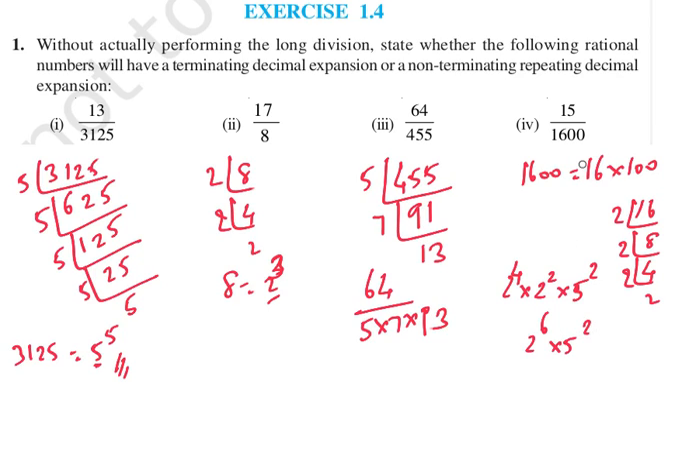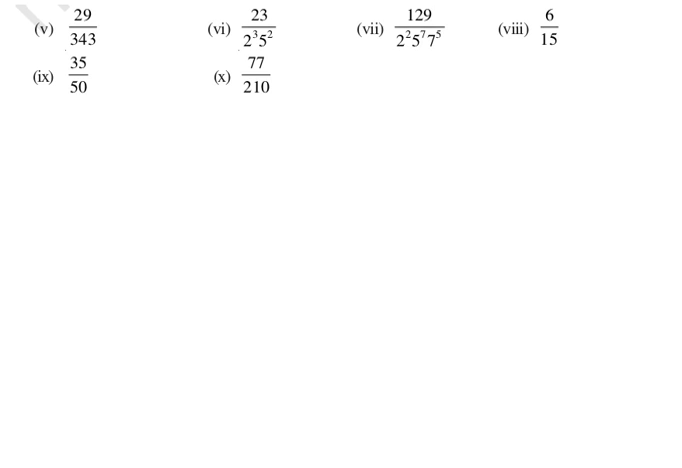So the denominator of this rational number 1600 can be written as 2 to the power 6 and 5 to the power 2. It is having only the product of the primes 2 and 5. So definitely if we divide 15 by 1600, we will get a terminating pattern. Next, we'll see the fifth question.